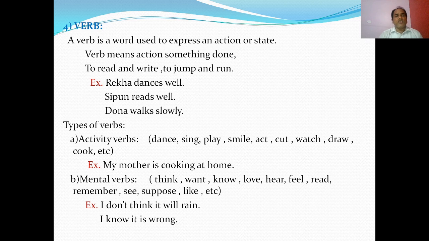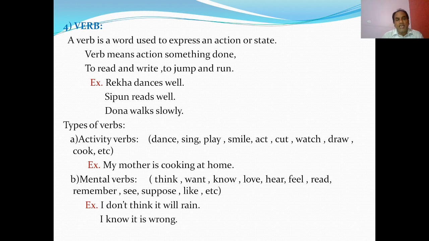So let us discuss types of verbs: activity verbs. Examples: dance, sing, play, smile, act, cut, wash, draw, cook, etc. A lot. The verbs which show the activity or action or work are activity verbs, and they are in large numbers. My mother is cooking at home. We are playing. She is dancing. They are writing. He is working. So these are activity verbs.